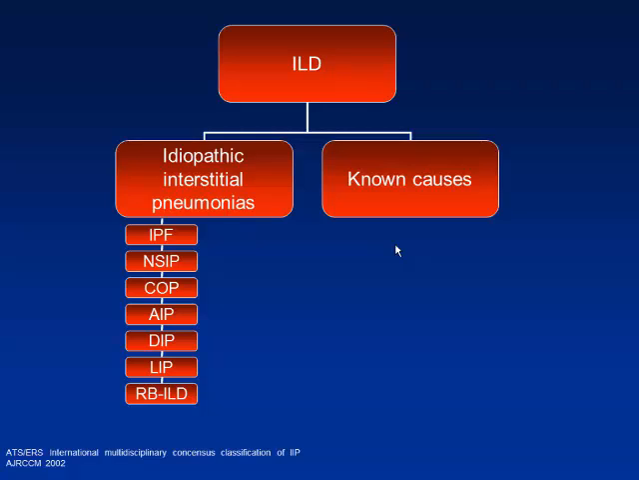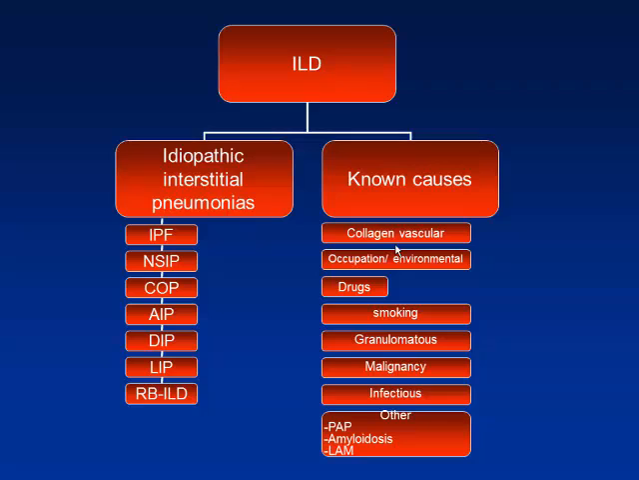And known causes, as you can see, would be collagen vascular disease, occupational, drugs, smoking, granulomatous disease, malignancy, infection, and other. So the crucial thing in terms of figuring out what diagnosis you have is on the right side, really identifying what possible associations they have with this patient. And this is the clinical context. This happens before you look at the CT, really.